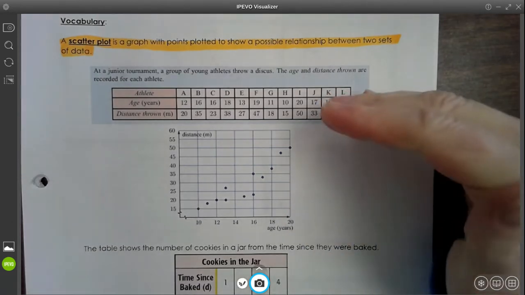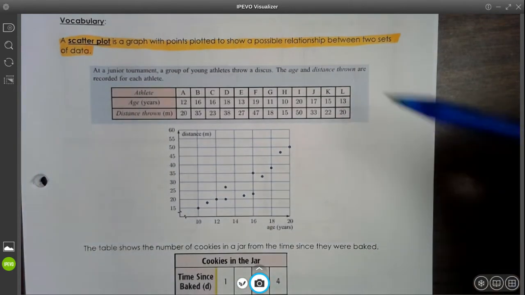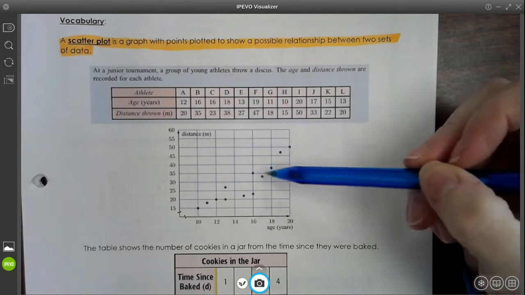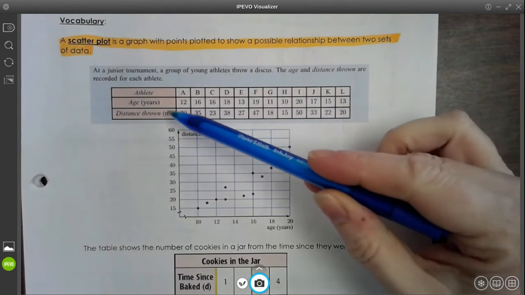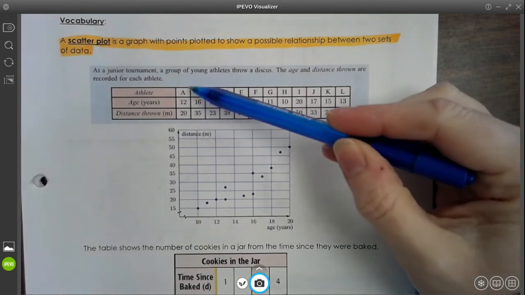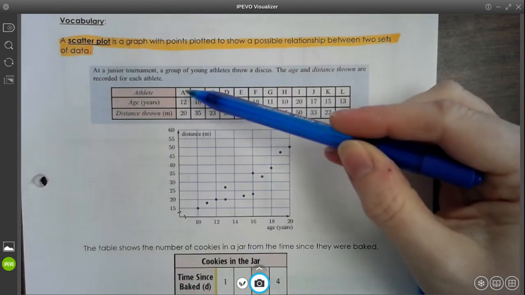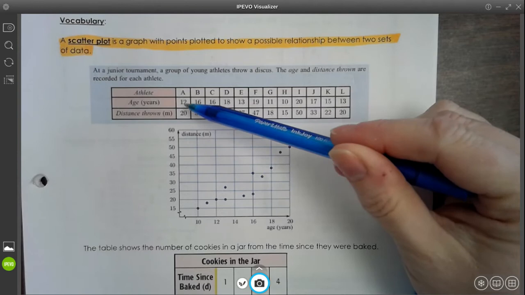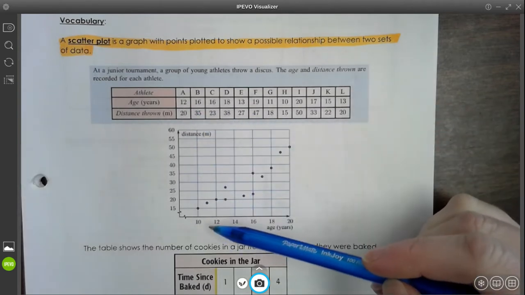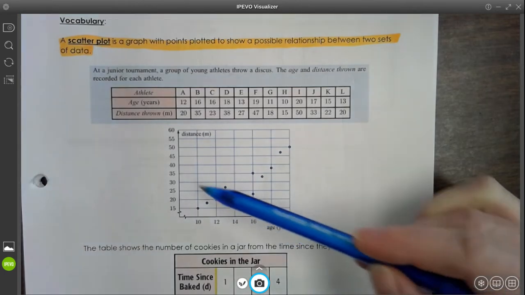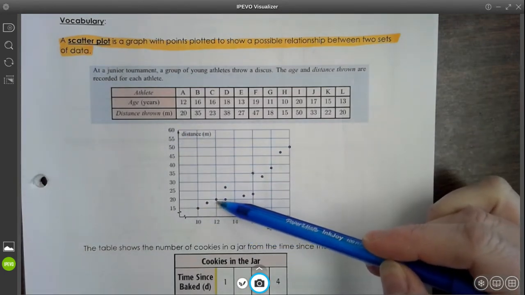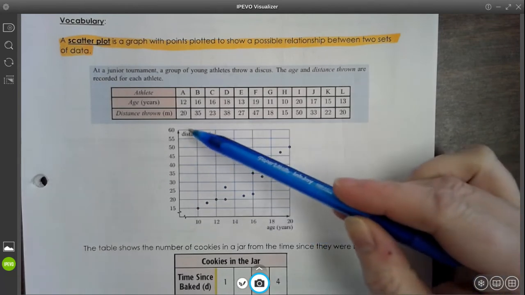So for example, here we have at a junior tournament, a group of young athletes throw a discus. The age and distance thrown are recorded for each athlete. So here we have the ages of each athlete and distance thrown. So this is athlete A. I don't know, maybe that's Andrea, is 12 years old and she throws for 20 meters. So you can see here age versus distance. 12 years old, 20 meters. Right here is the point for Andrea's throw.